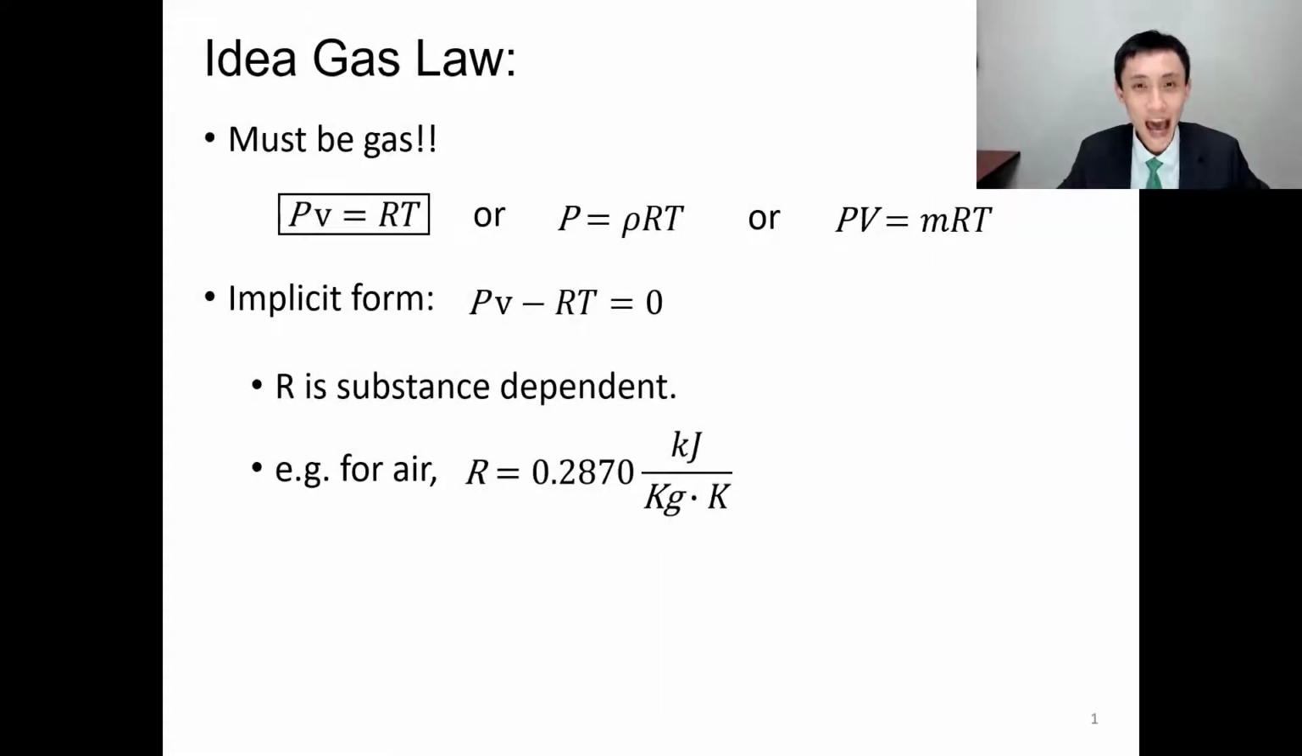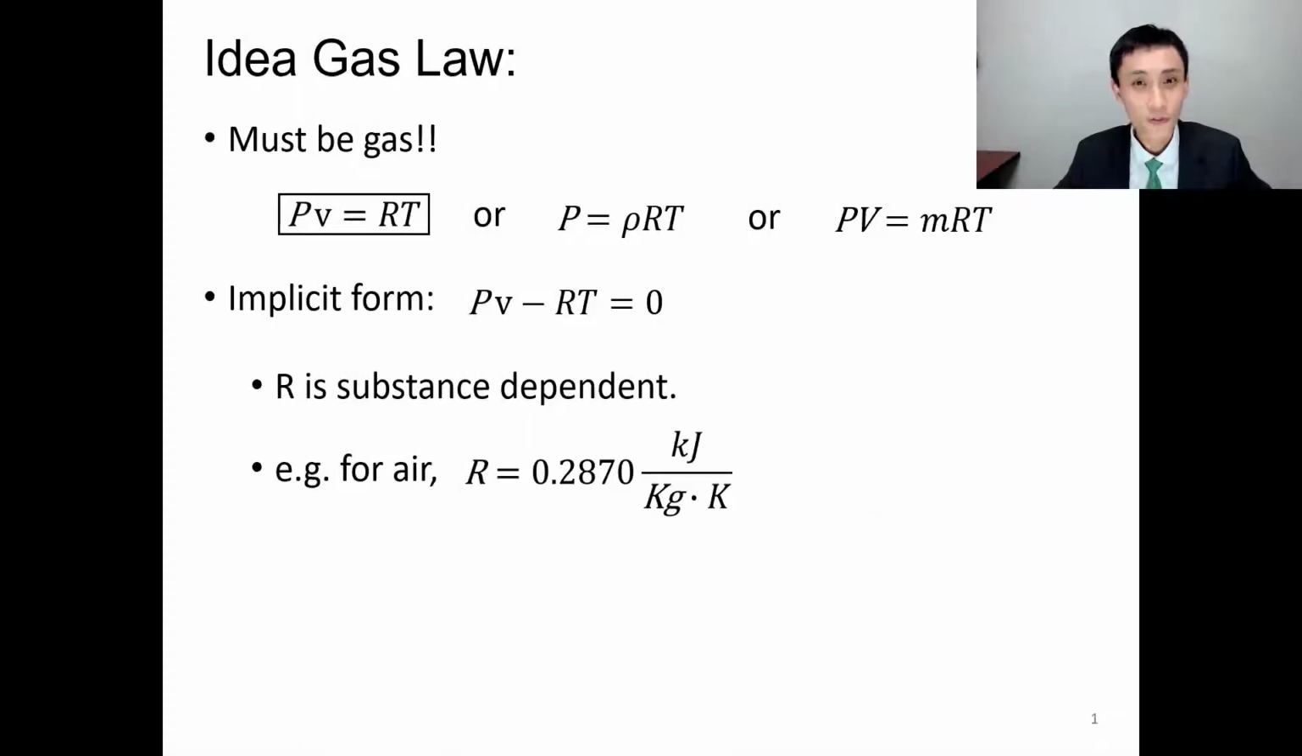So in order to use ideal gas law, the substance has to be in gas phase. The common mistake is for H2O or for refrigerant, which is R134A. Unless I tell you that's a gas phase, or if you can determine they are in gas phase, otherwise you cannot use ideal gas law. But if the substance is air, oxygen, or nitrogen, you can assume they are in gas phase, unless I tell you they're not.